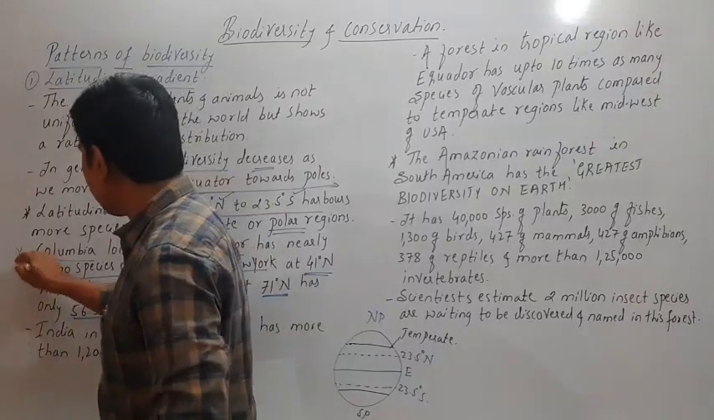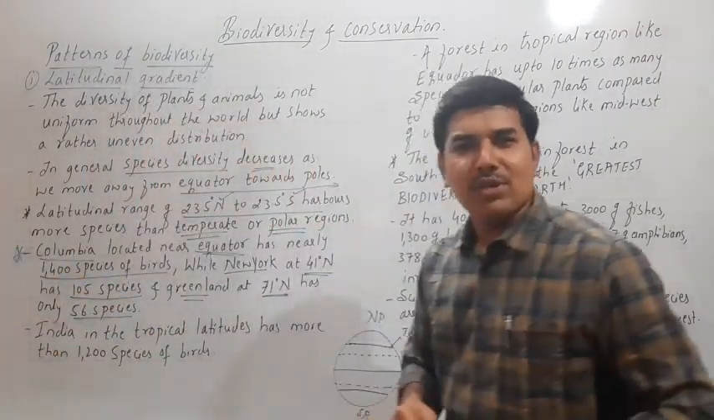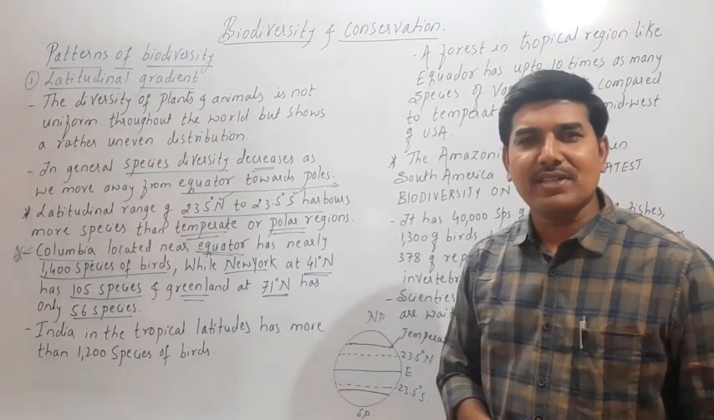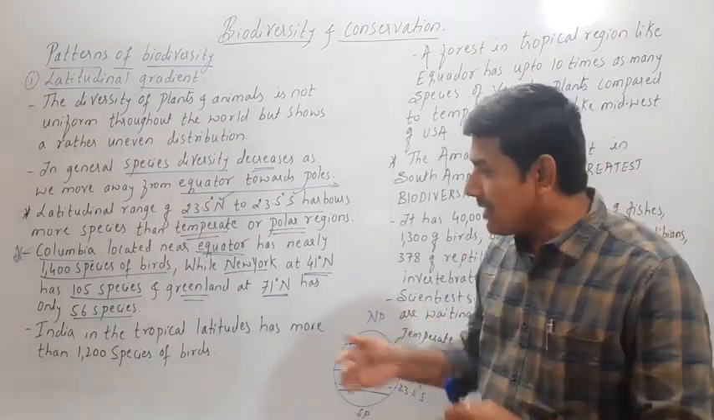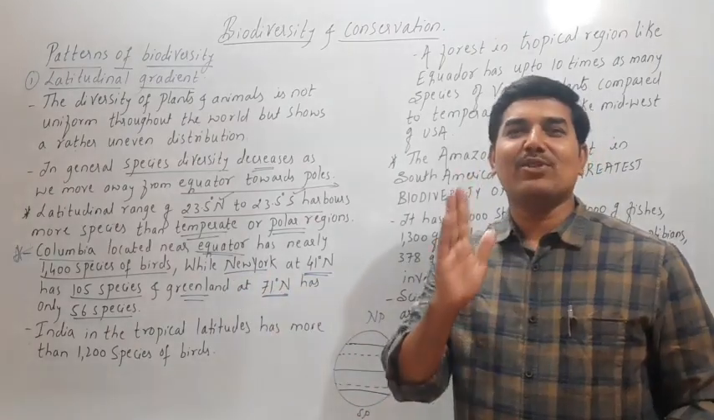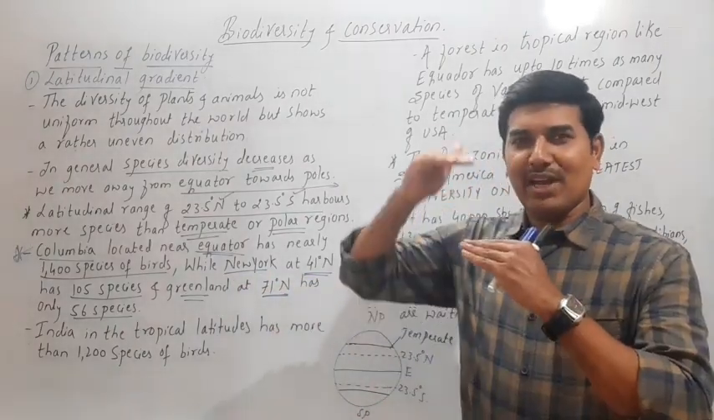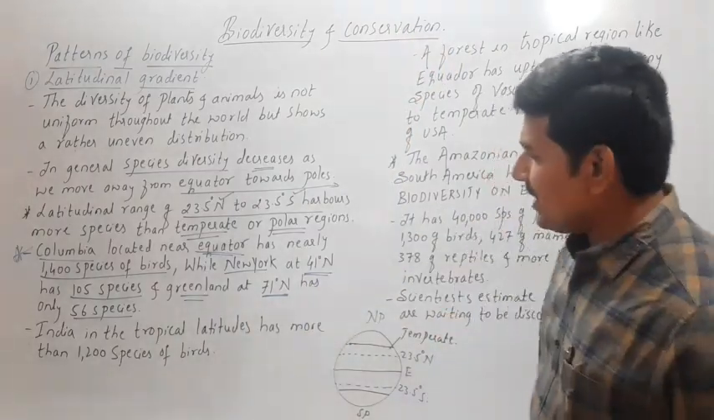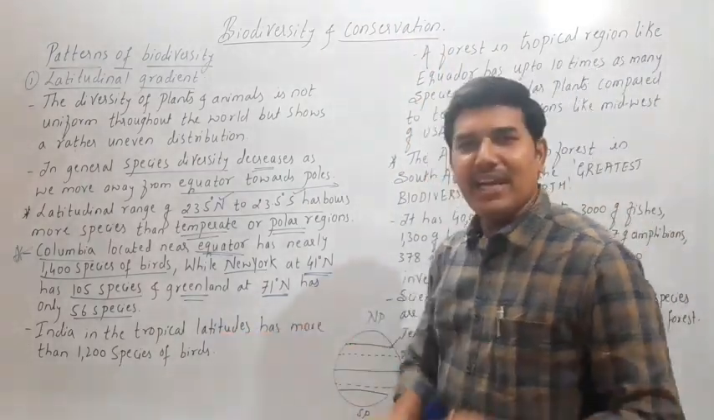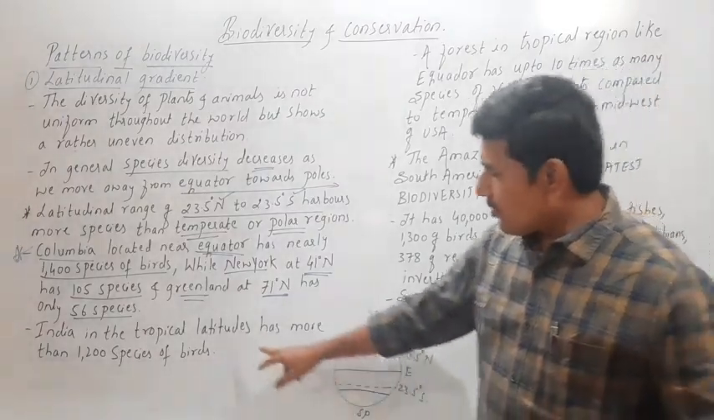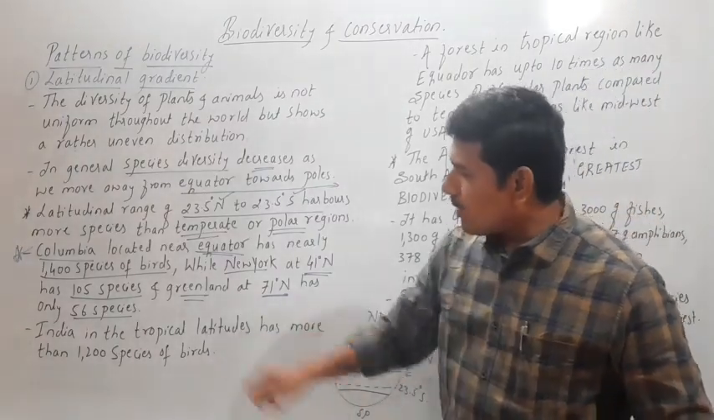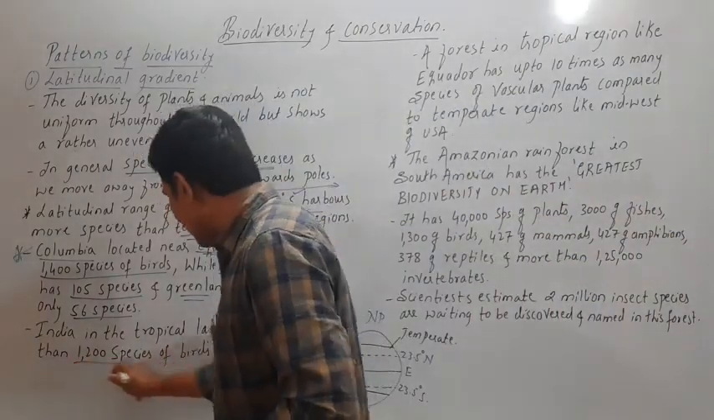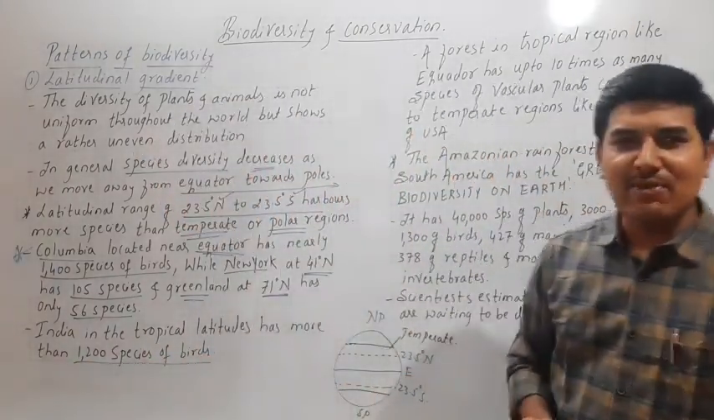So Colombia has 1400 species of birds. New York has 105 species of birds, and Greenland has how many species? Only 56 species of birds. This is from the equator towards the polar regions. Okay, the next one, India. India comes under the tropical latitudes and has more than 1200 species of birds. So even India is also rich in species diversity.